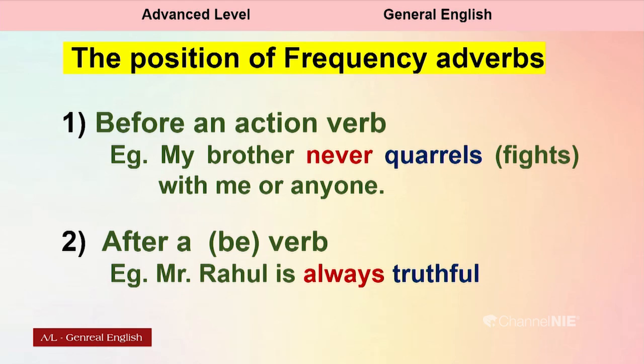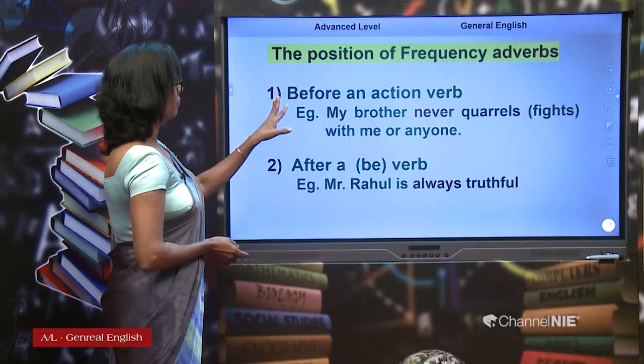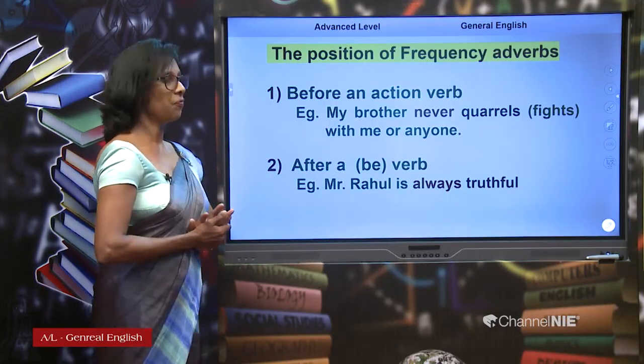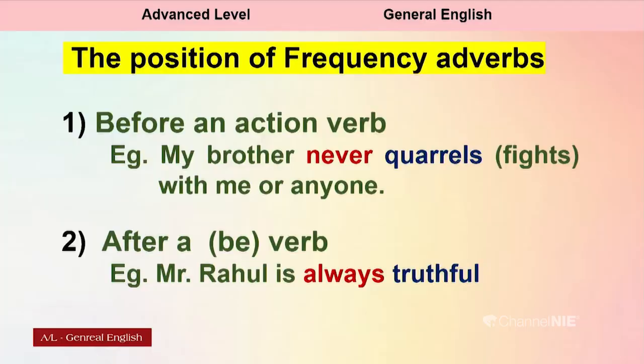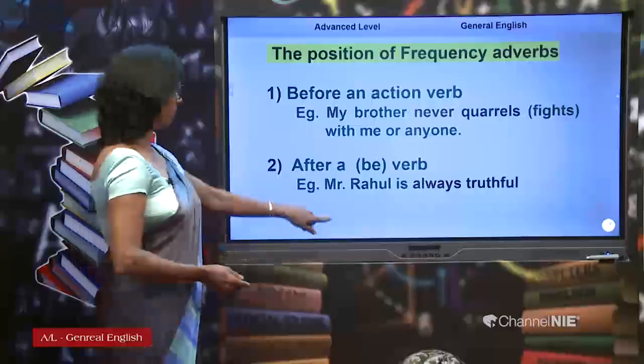The next one, after a be verb, right? What's the example? Mr. Rahul is always truthful. The subject is Mr. Rahul, the be verb is is, and then the frequency adverb always comes right after the be verb, right? So, the sentence is Mr. Rahul is always truthful. Remember, when we place a frequency adverb, we have to place it before a main verb, after a be verb, right?